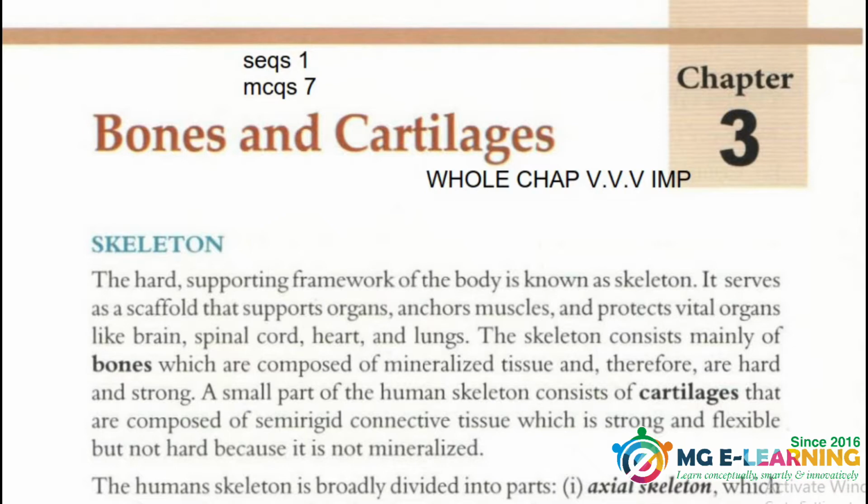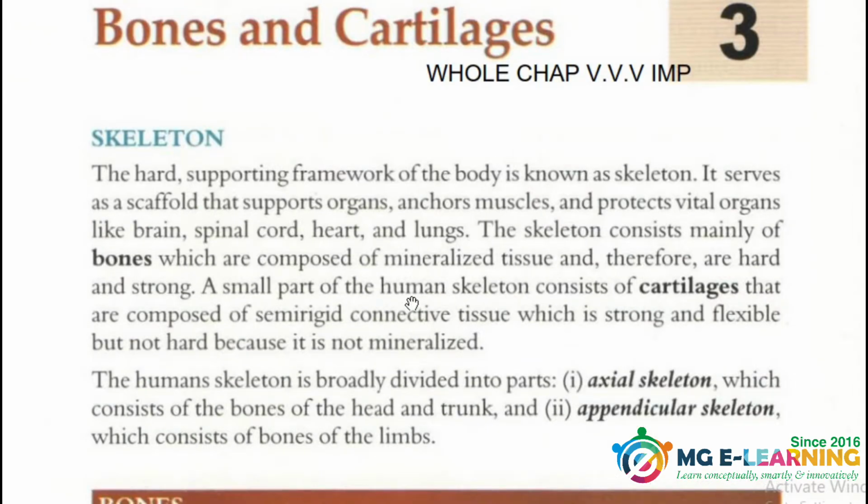This is chapter 3. First of all, the table of specification. It indicates there will be 1 SCQ and 7 MCQs from this whole little book. First of all, bones and cartilages. These are two different sections of this chapter.